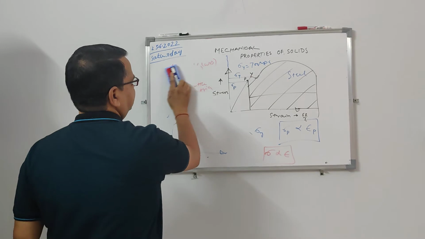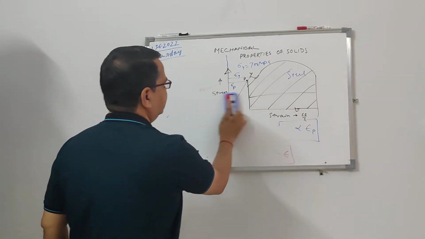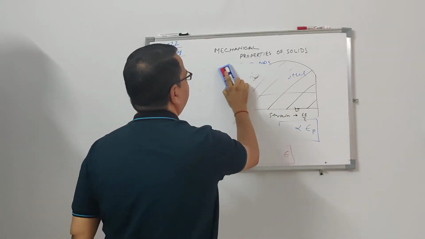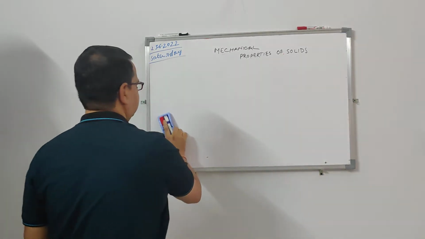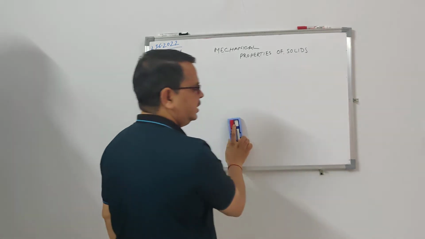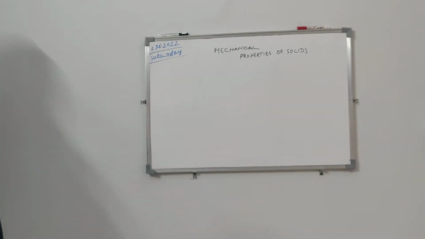Now this is another question. For this type of question, interpreting the stress strain diagram, what is brittle material, what is ductile material, all these understandings, based on this understanding and interpretation, there can be questions.